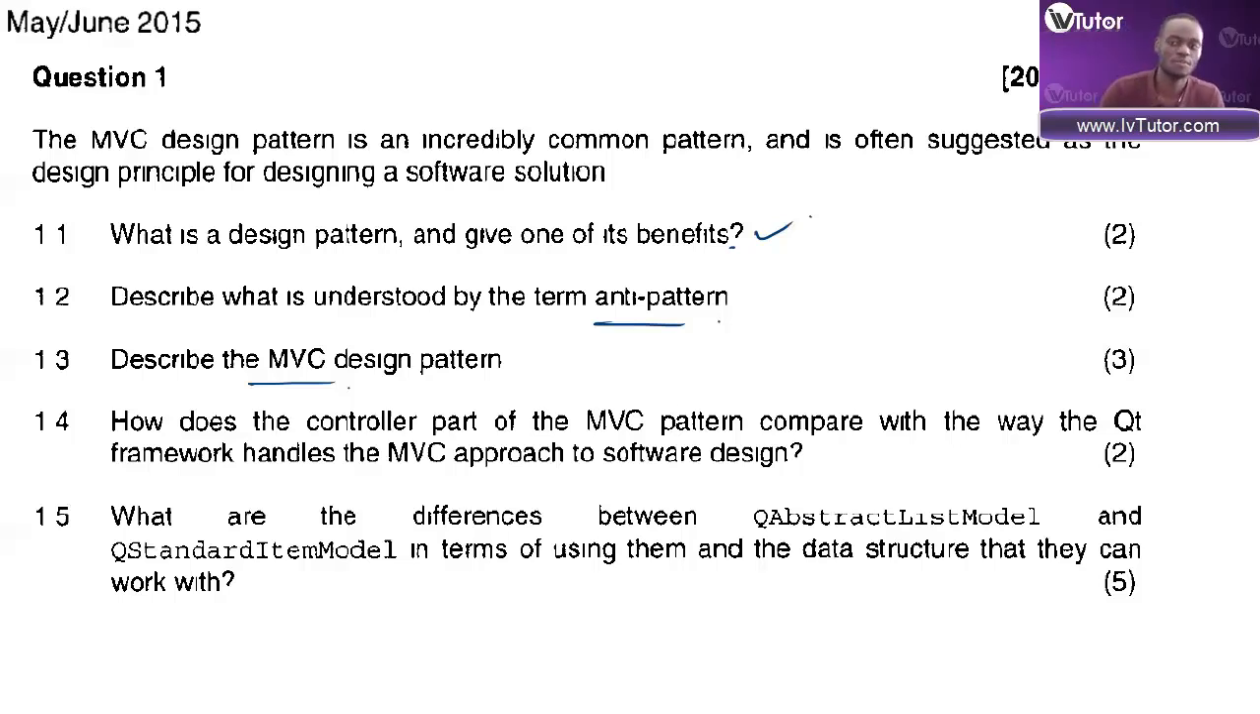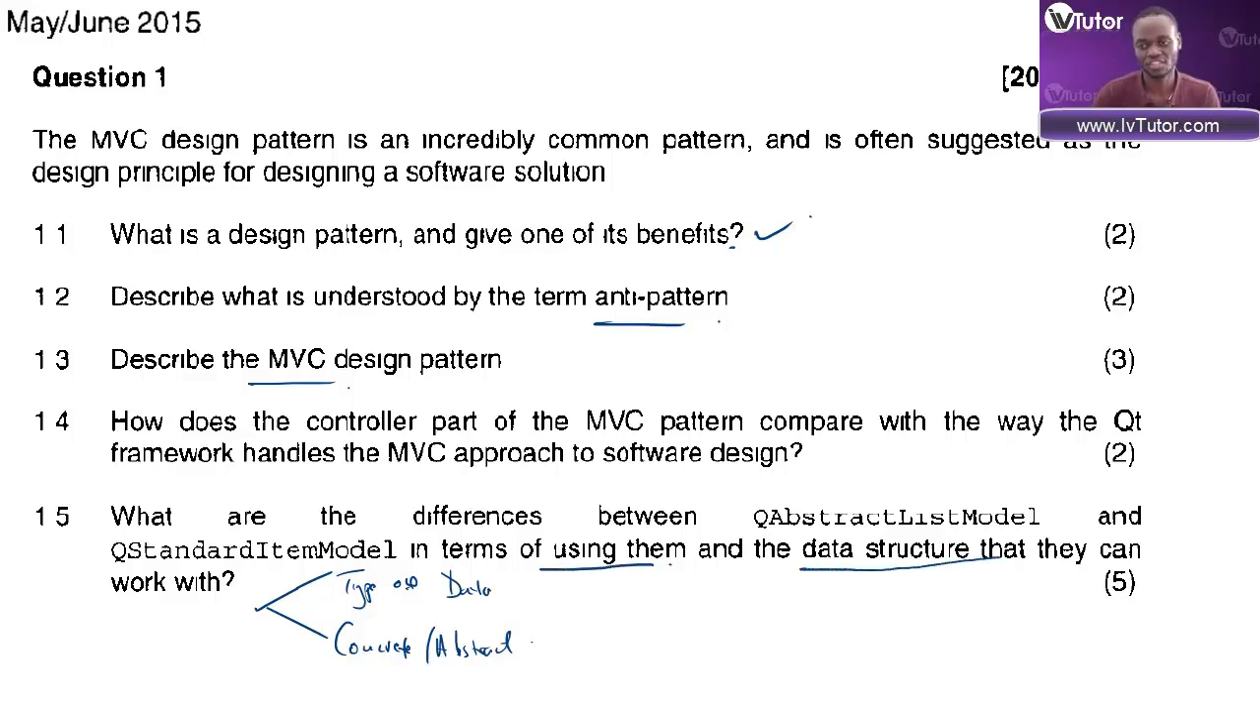Now, what are the differences between the QAbstractListModel and QStandardItemModel? Whenever you compare models, there are two main aspects that we mentioned that you need to be able to compare. Number one, the type of data that you are going to use with that model, and number two, whether it's concrete or abstract. Those are the main two things you need to compare. How is it used? And here they say in terms of using them and the data structure that they can work with.